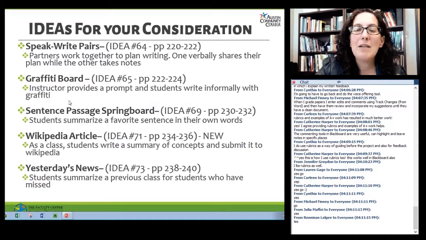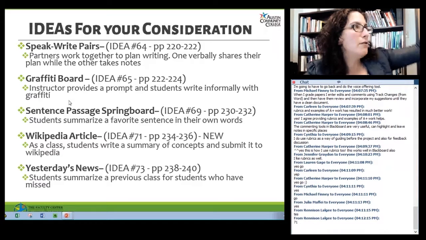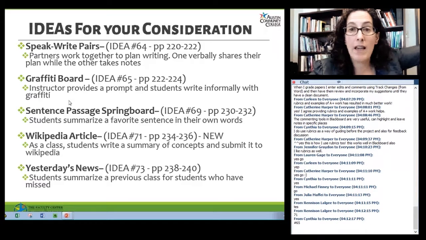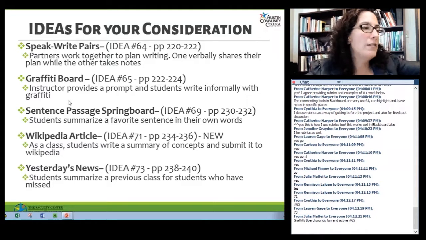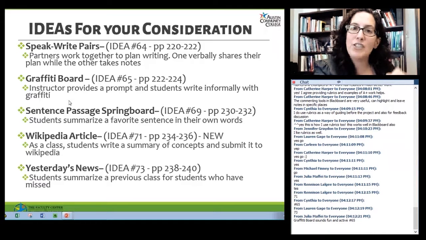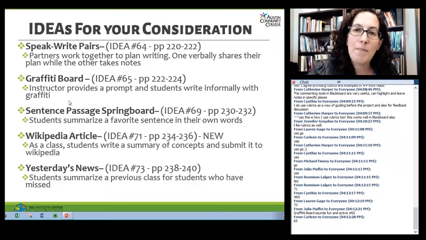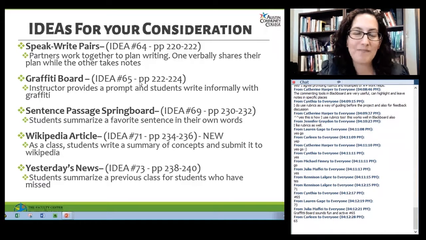Graffiti board. This one is an informal writing activity. It can be helpful to get students over their fear of writing. And so you can do it on the board, or you can have posters hanging up in the classroom, but you provide a prompt on the reading, on something you've just covered in the lesson, and you ask students to just write really brief comments on it. So just getting them over the fear of the written word. And that's graffiti board. Idea 65.